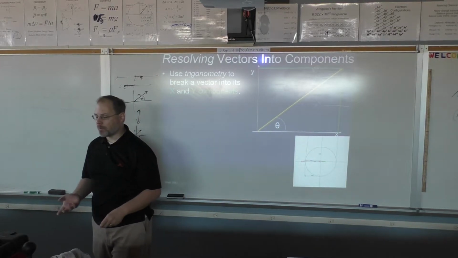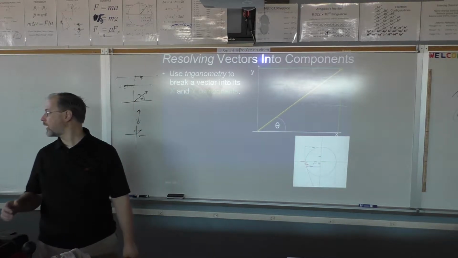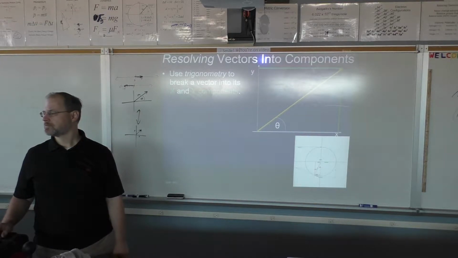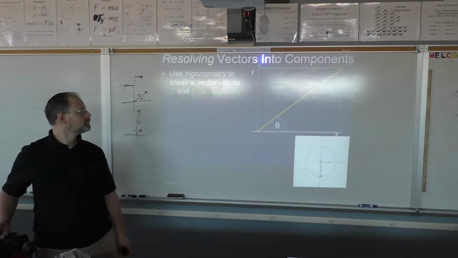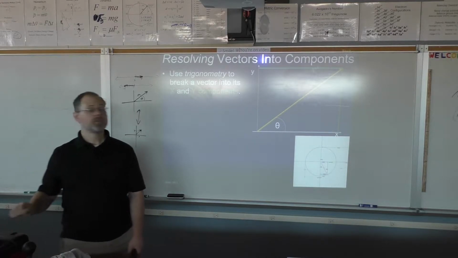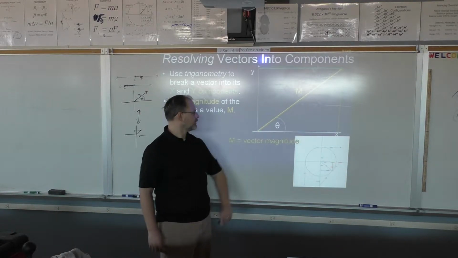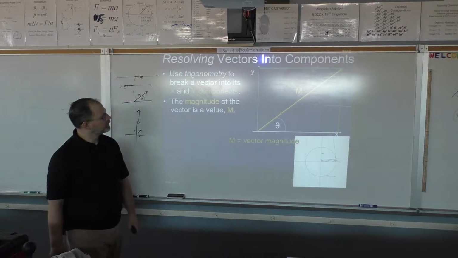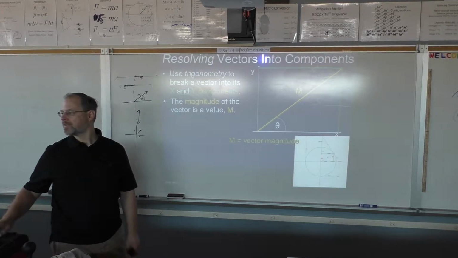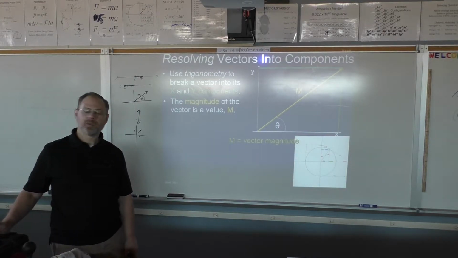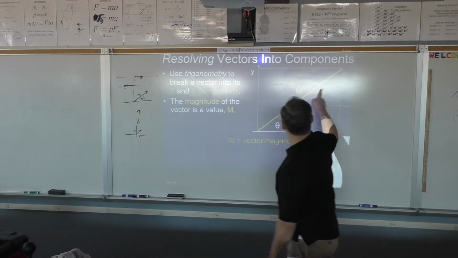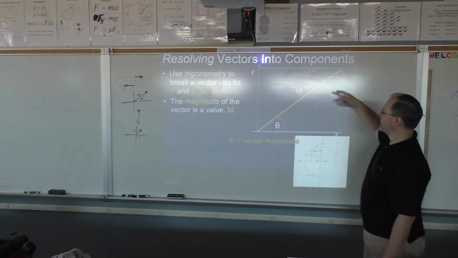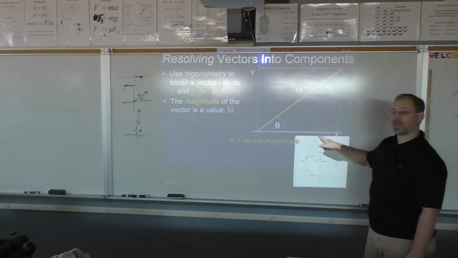Now, how might we go about figuring out how much x-ness this vector has? Well, what we have is a magnitude and an angle. So to find out the x-ness of a vector, we use triangle math. We want to know what this leg is. So the magnitude is the hypotenuse, and we use the hypotenuse and the angle to find the leg.